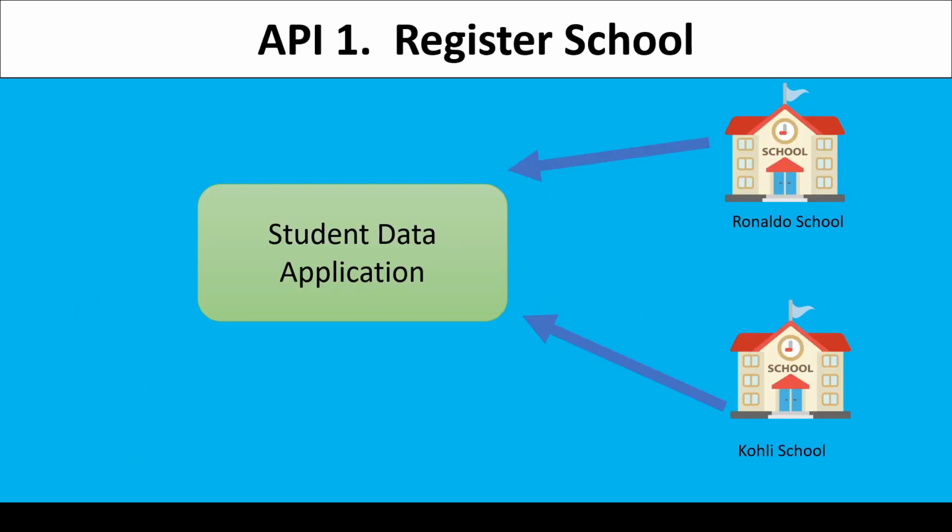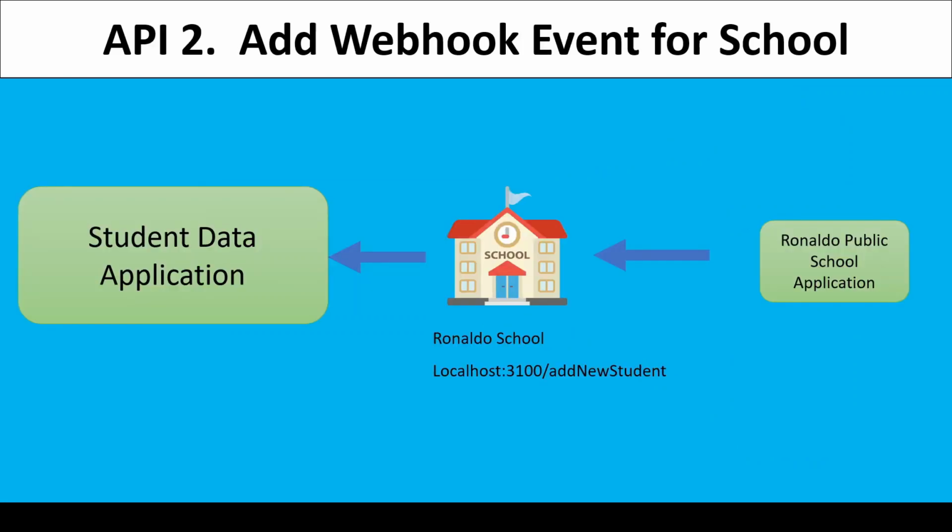So what will happen is, when our application is running, other schools have to sign up. You can see this example, Ronaldo school and Kohli school. These are two different schools, and they must have their specific web applications. They will try to register in our portal.